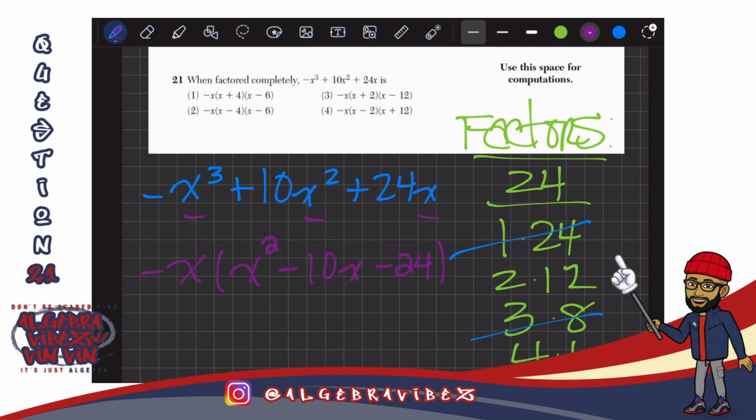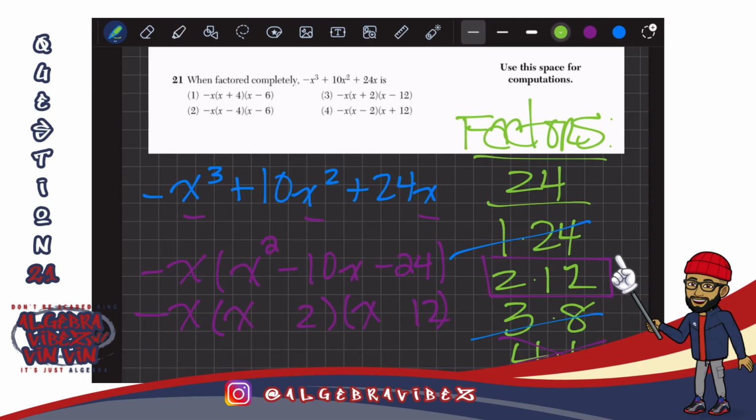We can get to both. We can get to negative 10 with 4 and 6, but we can't get to negative 24. So we're going to get rid of that, and we're going to live with 2 and 12. So we're going to use the parentheses like we did earlier. Put x's in there. I'm just going to carry down this negative x. And we're going to put 2 in this first box and 12 in the next box.